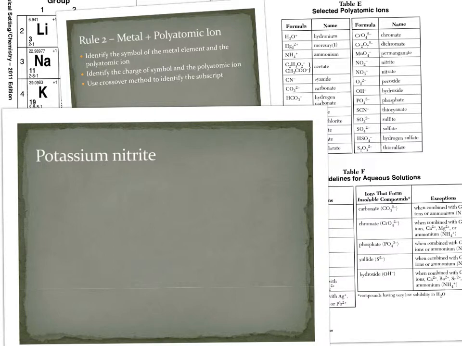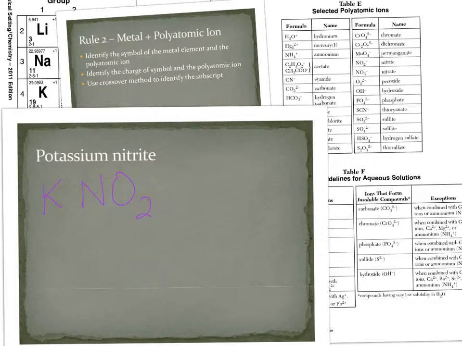In rule number 2, we're looking at metals and polyatomic ions, okay? So first we're going to identify the symbol for the metal element and the polyatomic ion using table E, identify the charges, and then we're going to use the crossover method. So in this case, the example potassium nitrite, we see the potassium is K and that nitrite is actually NO2. So we're going to write that down. So potassium is K and nitrite is NO2.